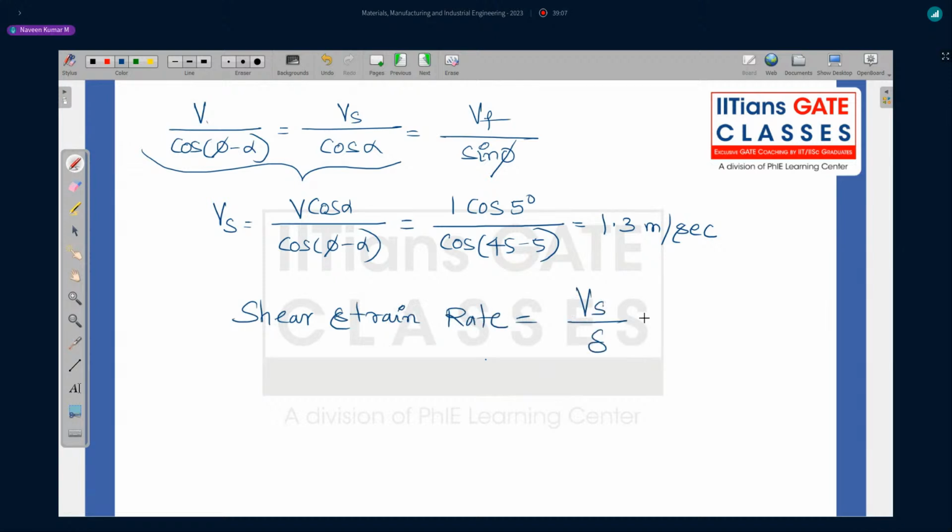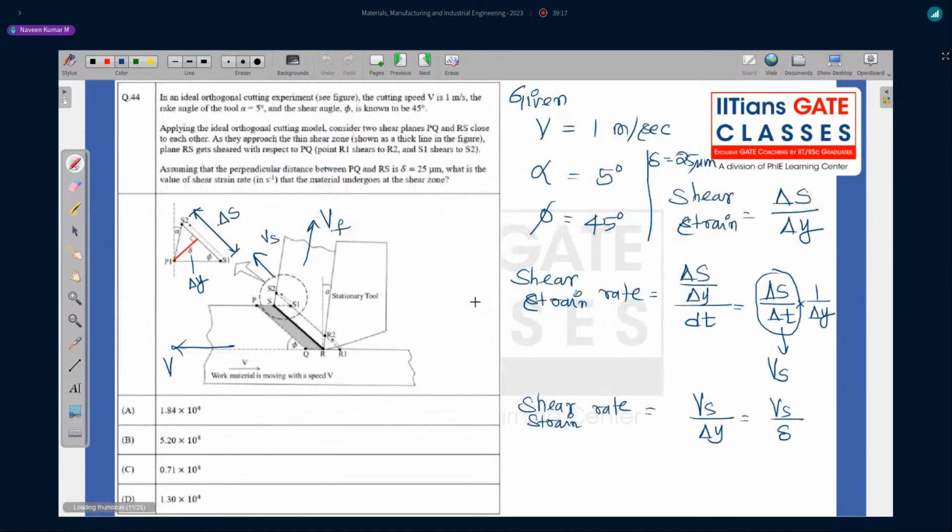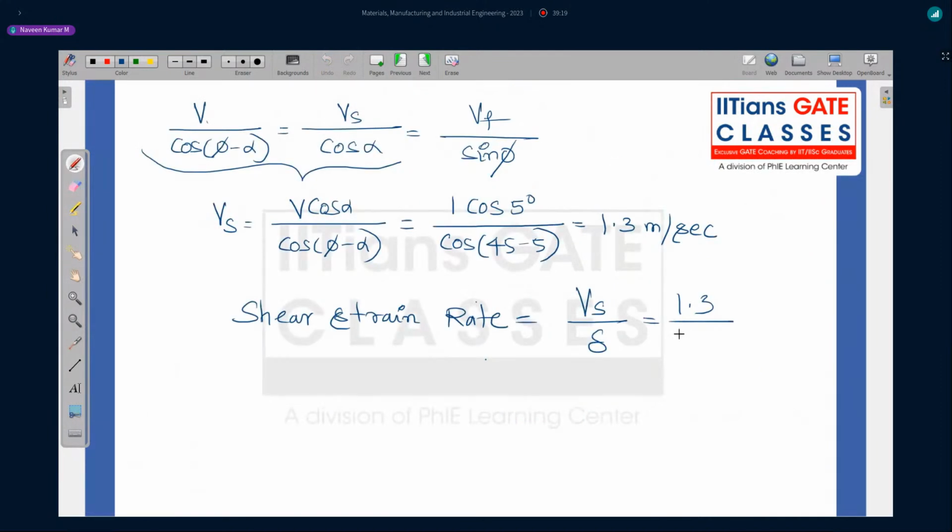What was Vs? 1.3. And what was the delta value that they have given? That is 25 microns, right? 25 micrometer, so that is 25 into 10 to the power of minus 6 meters. So I have the calculated value here. Shear strain rate is approximately 5.2 into 10 to the power of 4.